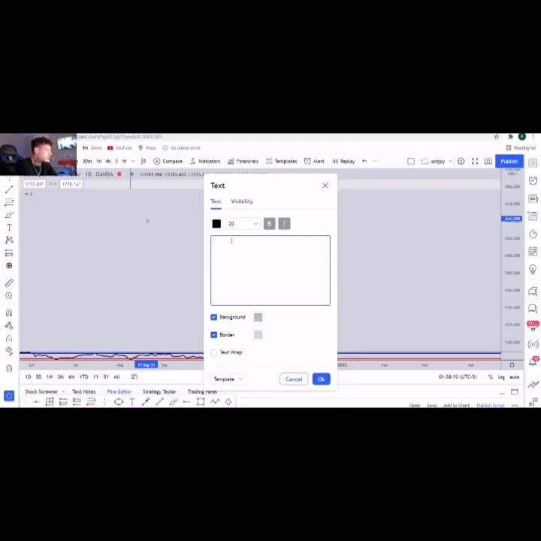So when we have 1 to 2 confluences, it means it's a low probability trade. When you only have 1 or 2 confluences, typically you want to stay away from those types of trades. They're low probabilities. They don't look like they're really going to play out in your favor, and you want to stay away from those trades. Now, when we have 3 to 4 confluences, we have a medium probability trade.